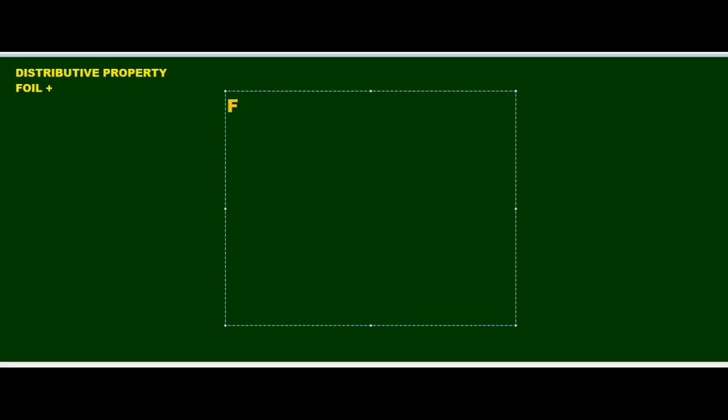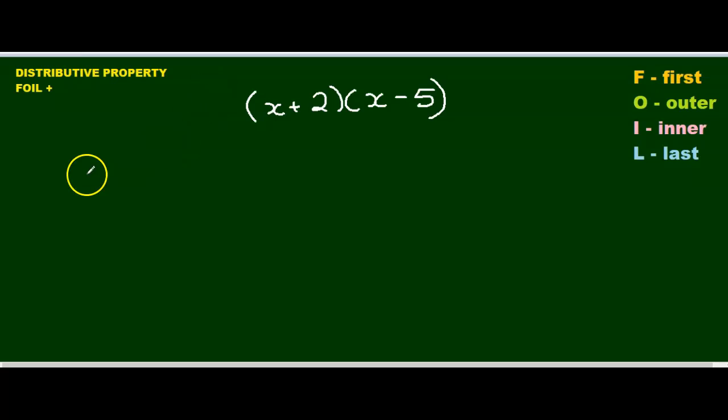FOIL states that we start with first, O for outer, I for inner, and L for last. So what does that mean? Let's look at the example here.